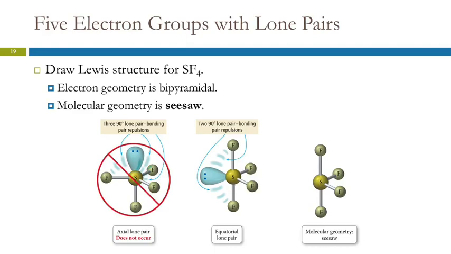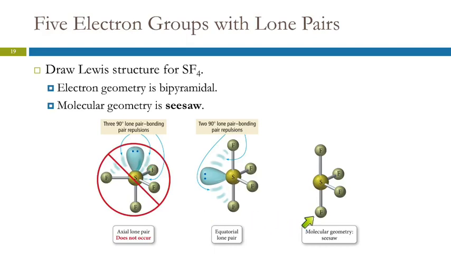If we put the lone pair in the axial position, it's going to have 90-degree angles with bonding pairs. And it's going to have 3 of those. If we put the lone pair in the equatorial position, it's going to have a 90-degree angle with 2 of these, but now 120-degree angles with the others. It has more space here. And so that's what it does. The lone pair will always go to the equatorial position.